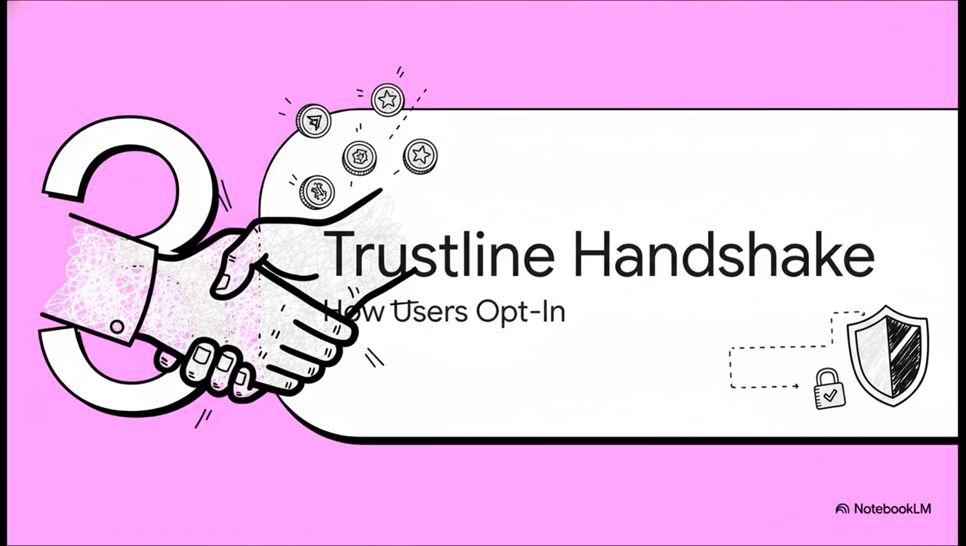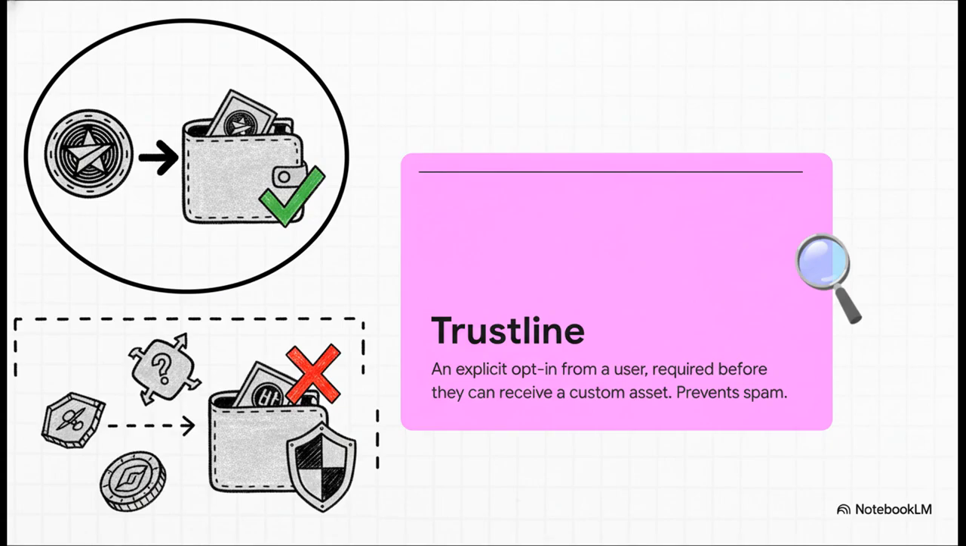Okay, this next part is one of my favorite things about Stellar, and it's called the trustline handshake. It's basically how users have to give you permission before you can send them anything. So a trustline is just what it sounds like. A user's wallet has to explicitly raise its hand and say, yep, I know what this token is, I trust it, and I'm ready to receive it.